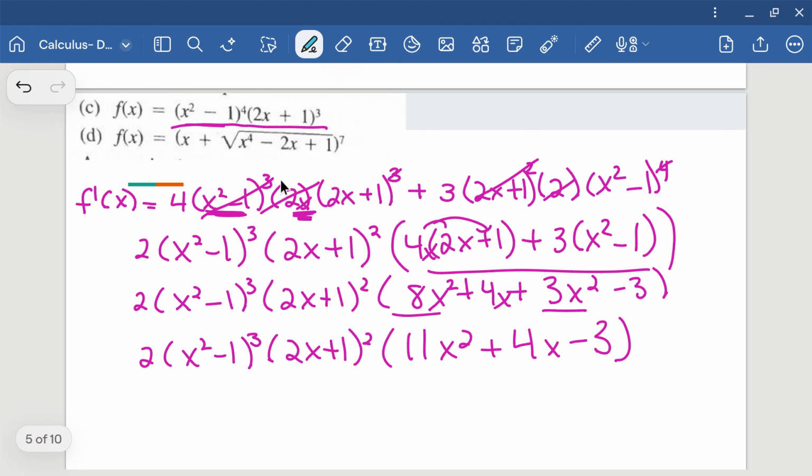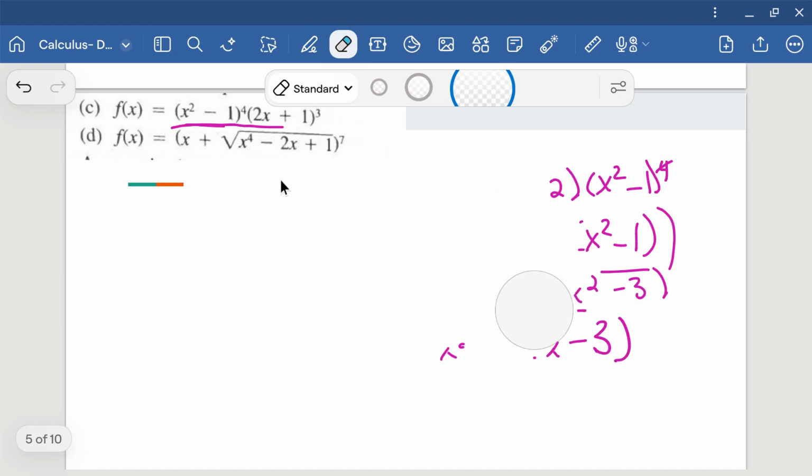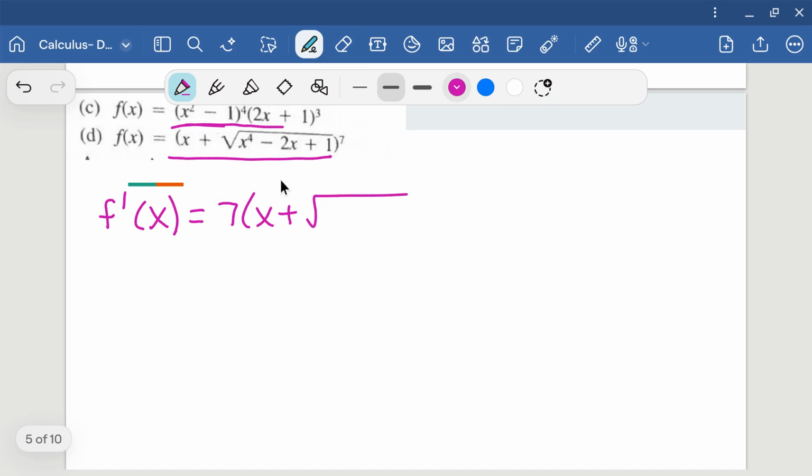The very last one here, so I'm just going to erase all of this so I have room here. And if I'm looking at D, I'm doing the same idea. I have the power rule that I have to do first, and then I'm going to have to use the chain rule. So I'll have 7 times x plus the root of x to the power 4 minus 2x plus 1, and then subtract 1 from the exponent, which is 6.